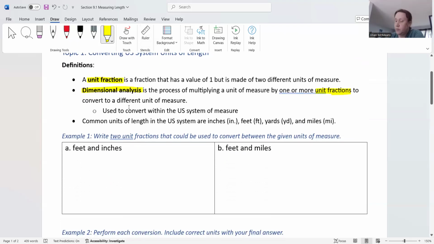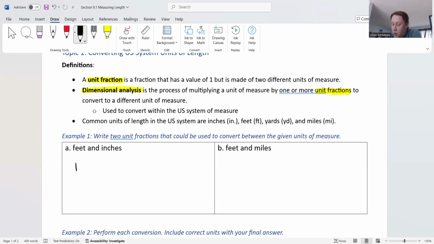All right. So example 1 says, write two unit fractions that can be used to convert between the given units of measure. So it's not just enough to know that you have a unit fraction. You have to be very mindful in your unit fraction of where you put a specific unit of measure. And I'll explain why when we actually start to convert. So if I need to create two unit fractions, I need the same amount in the numerator and denominator so that my fraction equals 1, but I need to make sure they have two different units, inches and feet.